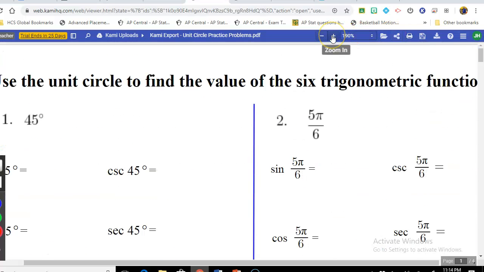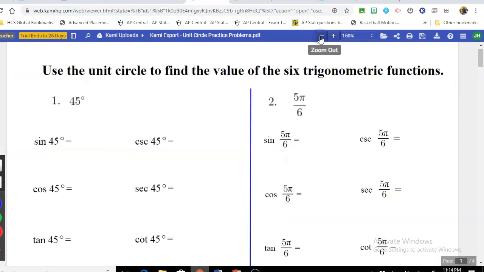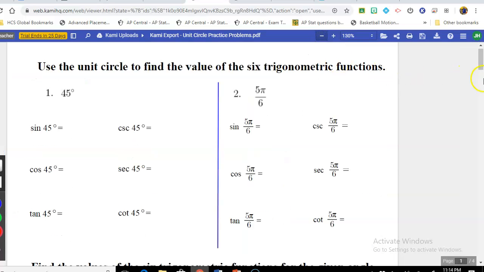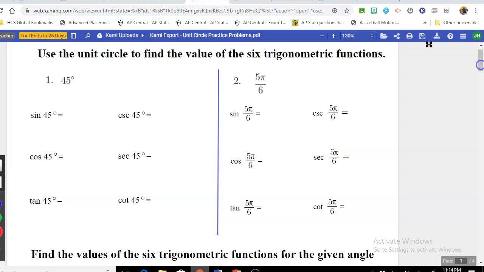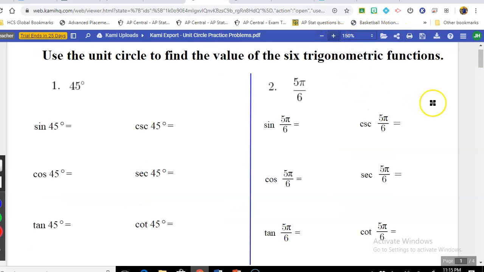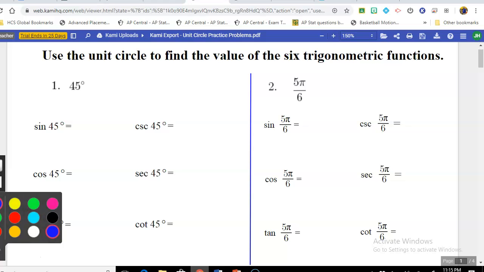Okay, so we're going to start off, and we have a 45-degree angle, and we're going to find the 6 trig functions for a 45-degree angle. Now, when we have a 45-degree angle, the first thing we're going to want to do is identify the coordinates on the unit circle for that 45-degree angle. And if you go back and look at our notes, you'll see that that is square root of 2 over 2, square root of 2 over 2. And this is the x, this is the y, so that should tell us a lot.